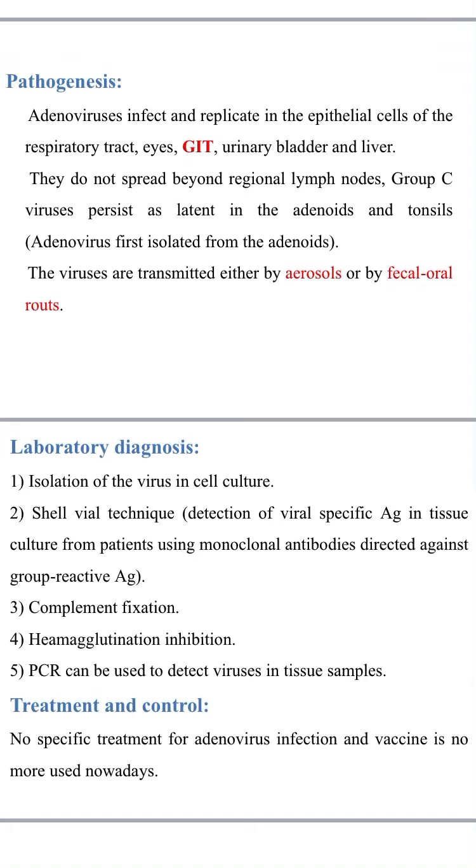Laboratory diagnosis. First, isolation of the virus in cell culture. We can use the shell vial technique to detect the specific antigen. We can use complement fixation and hemagglutination inhibition. Also, PCR can be used to detect viruses in tissue samples. Regarding treatment and control, there is no specific treatment for adenovirus infection, and the vaccine is no longer used nowadays.